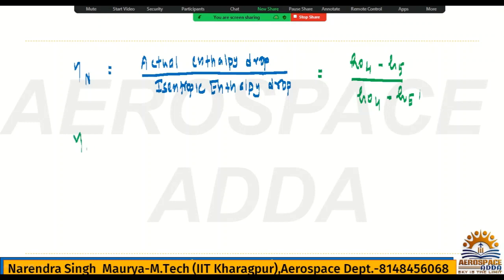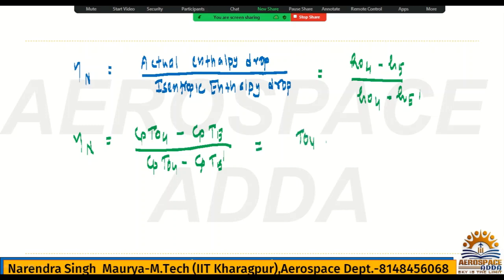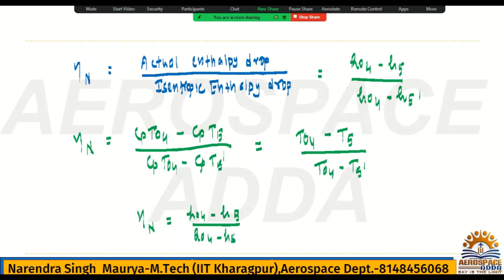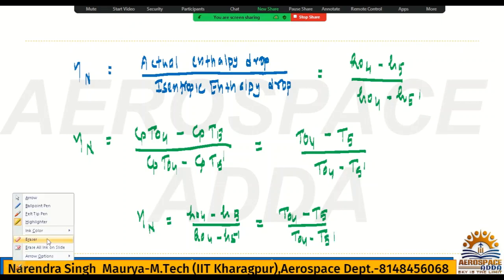Okay, so this eta nozzle you can write as Cp T naught 4 minus Cp T 5 divided by Cp T naught 4 minus Cp T 5 dash. If you solve this, then what will you get? T naught 4 minus T 5 divided by T naught 4 minus T 5 dash. This is the nozzle efficiency. Okay, this is the nozzle isentropic efficiency.